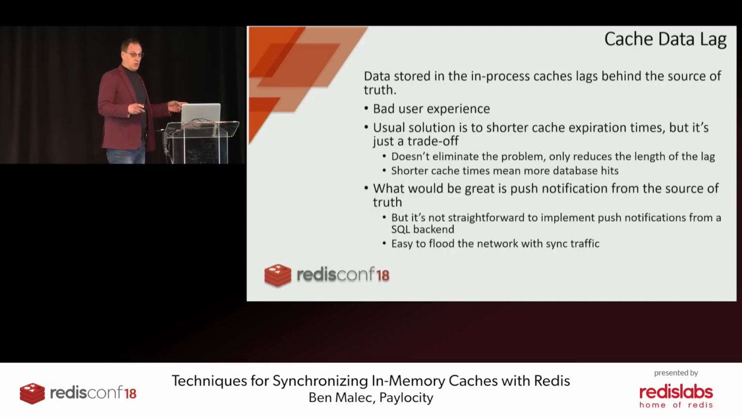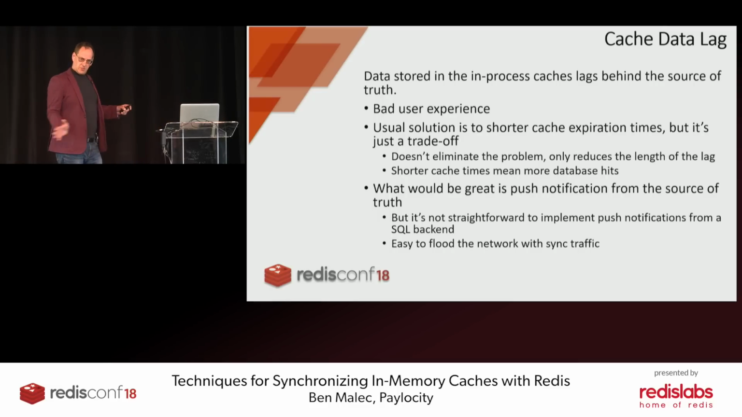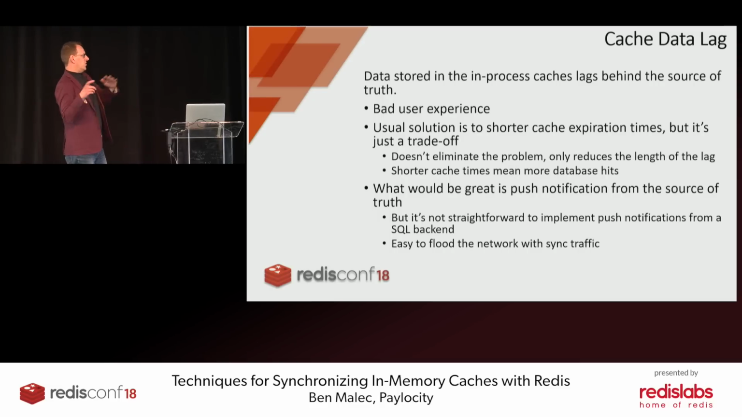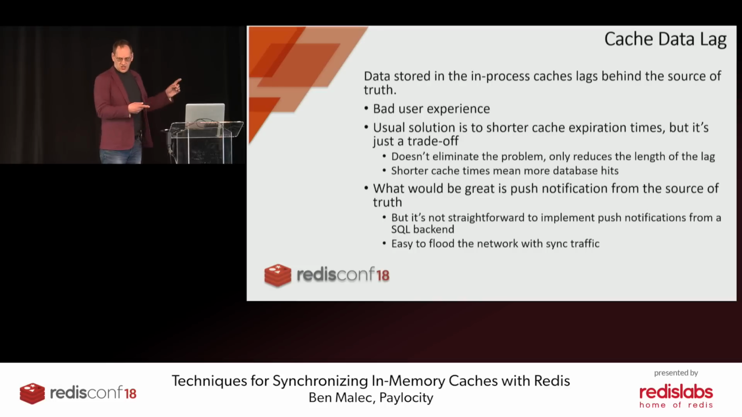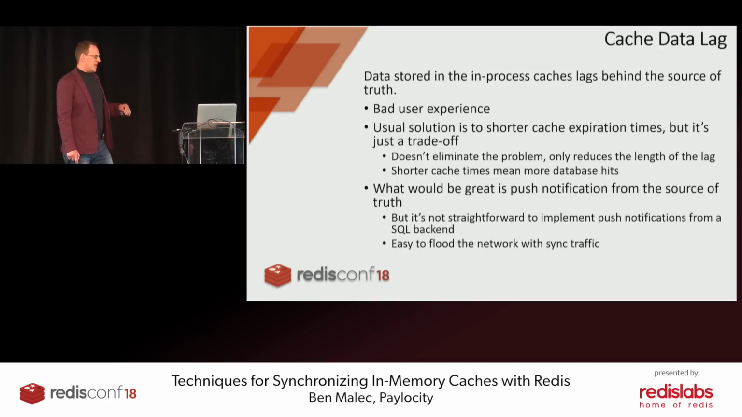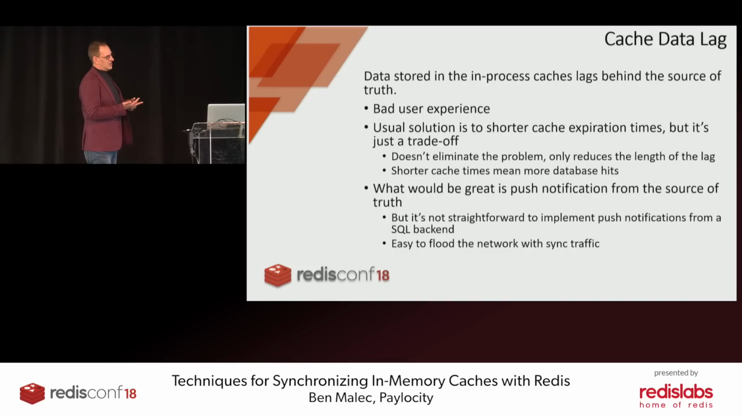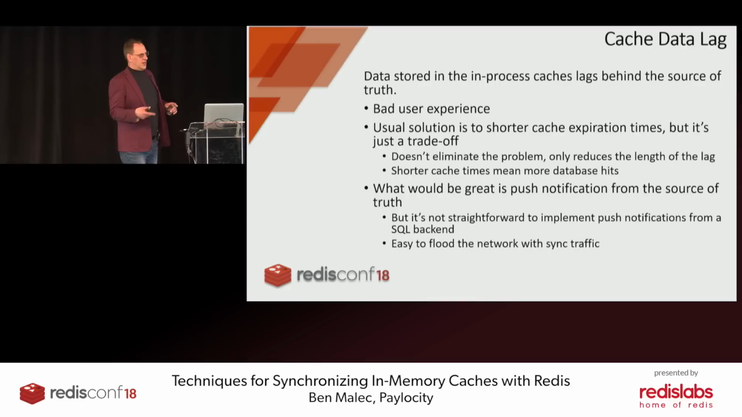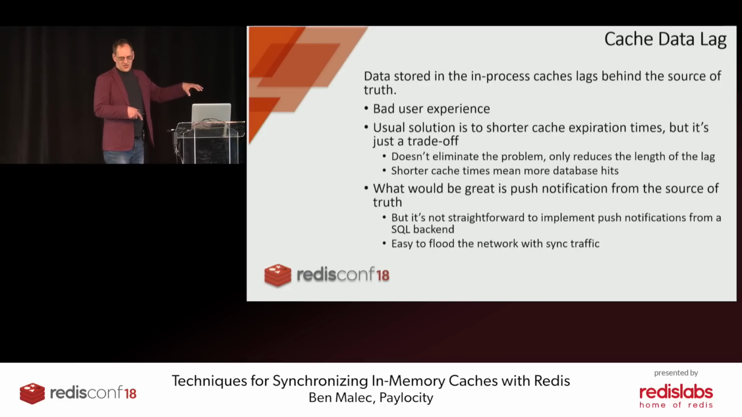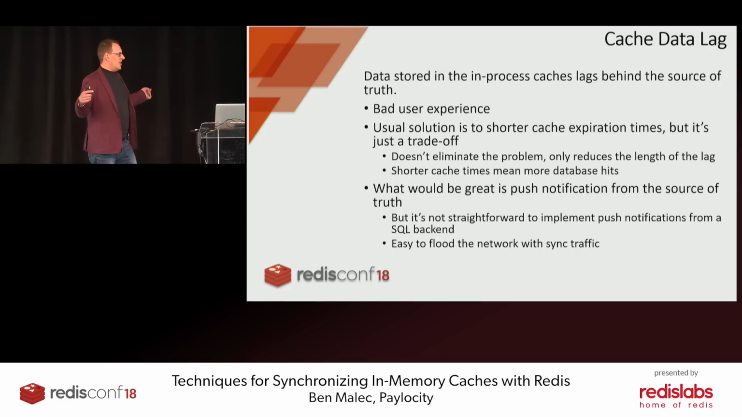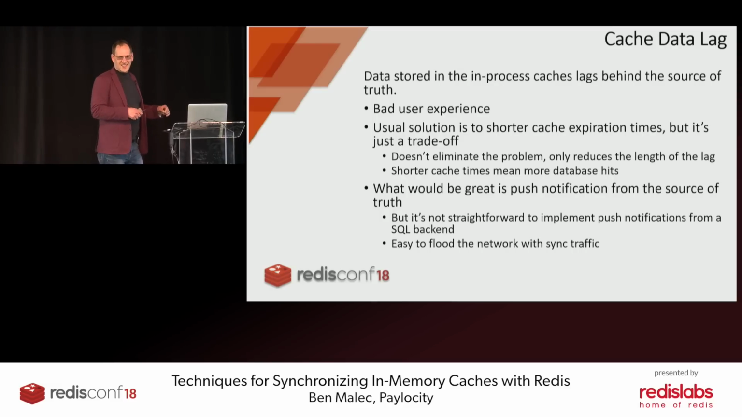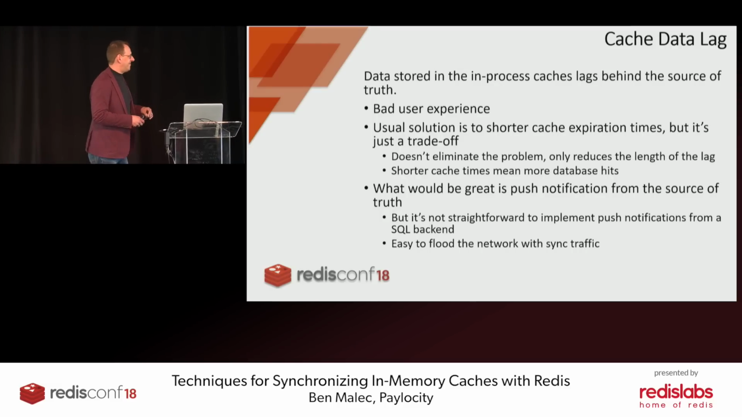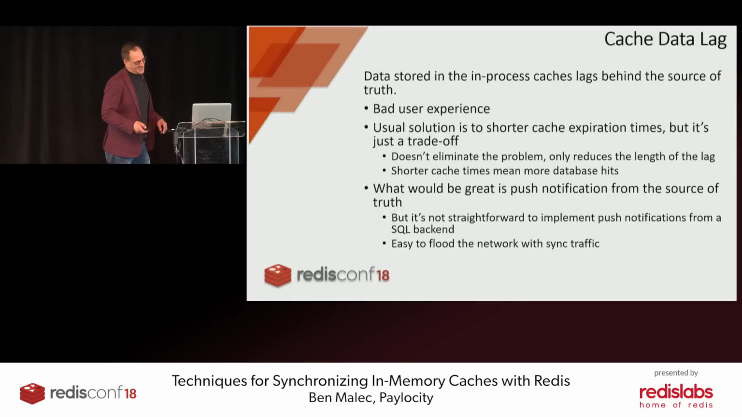What would be great is if we had some way to push from your SQL backend to say, hey, these values changed, let's refresh these caches. But it's not always straightforward to implement. I remember one time, tell me if this will scale or not. Someone was doing a SQL trigger that actually updated a file on the file system, and then all the web servers were using file system watchers across the net. That did not scale. Did not scale.